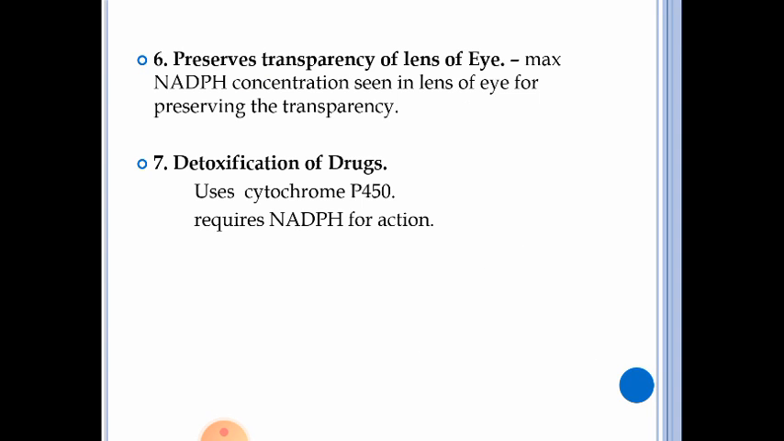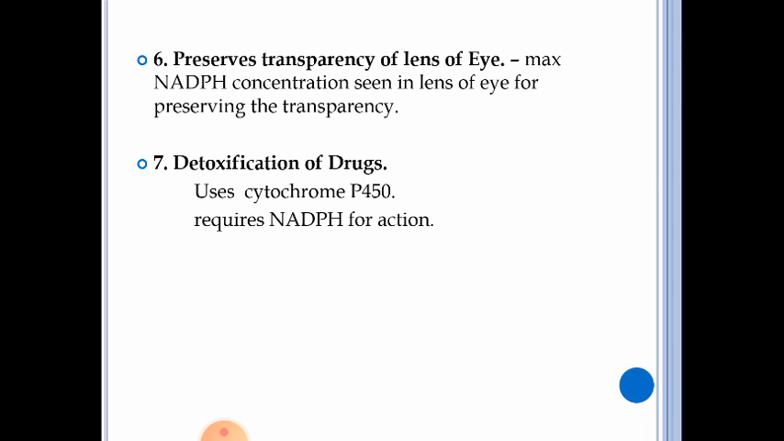Then the next one is the prevention of transparency loss of the lens of the eyes. There is a maximum concentration of NADPH seen in the lens of the eyes, and it says that the transparency of the eyes is maintained with the help of this NADPH.